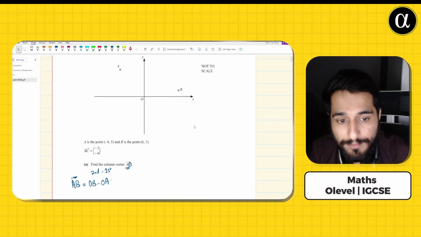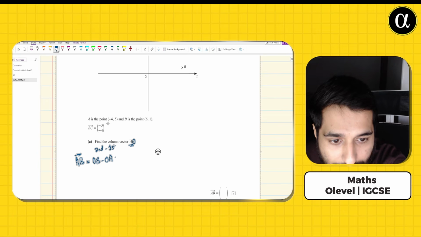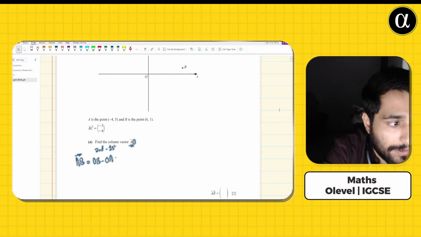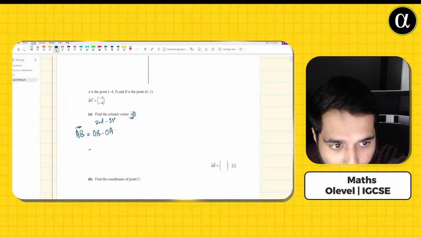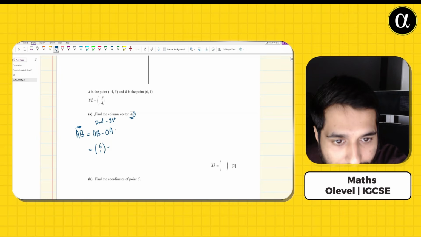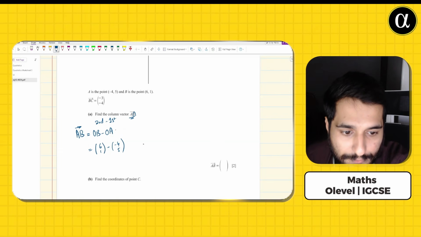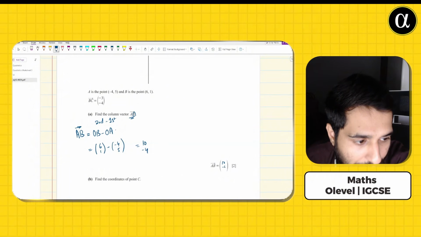Now, do we have OB and OA? Yes, we do have OB and OA. If you have a look, this is the coordinate A, and that is the coordinate B. So what am I going to say? I'll write the coordinate B in terms of position vector. So that's going to be (6, 1) minus OA. OA is what? That is (-4, 5). So when I solve this, it's going to be 6 minus -4, that gives me 10, and 1 minus 5, that's going to be -4, and the answer is going to be (10, -4).